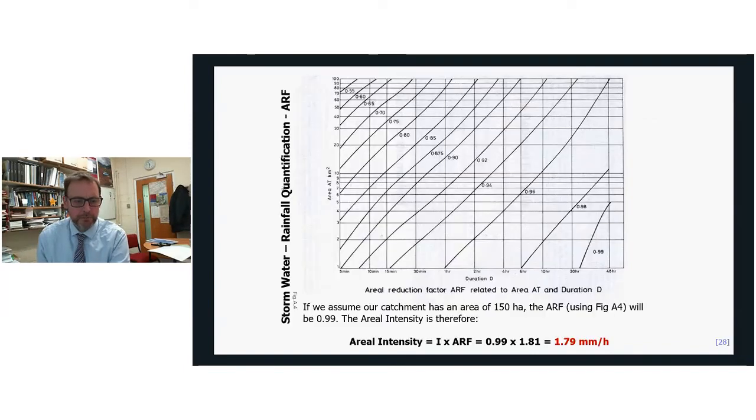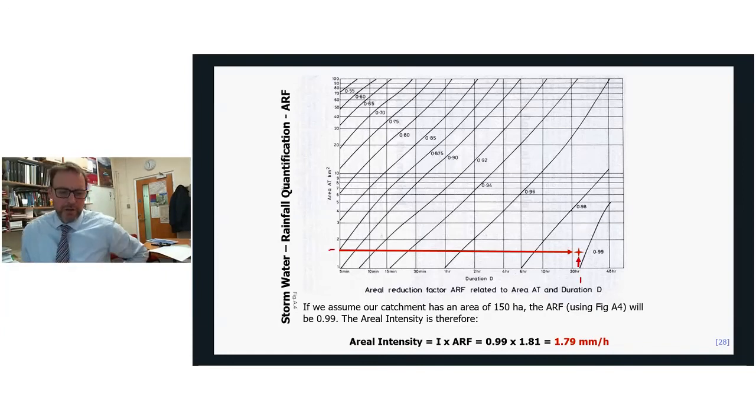And here we go. We've got our required duration, and we've got the area of our catchment. So it tells us the areal reduction factor is just under 0.99. So that adjusts our intensity down a little bit, but not too much.